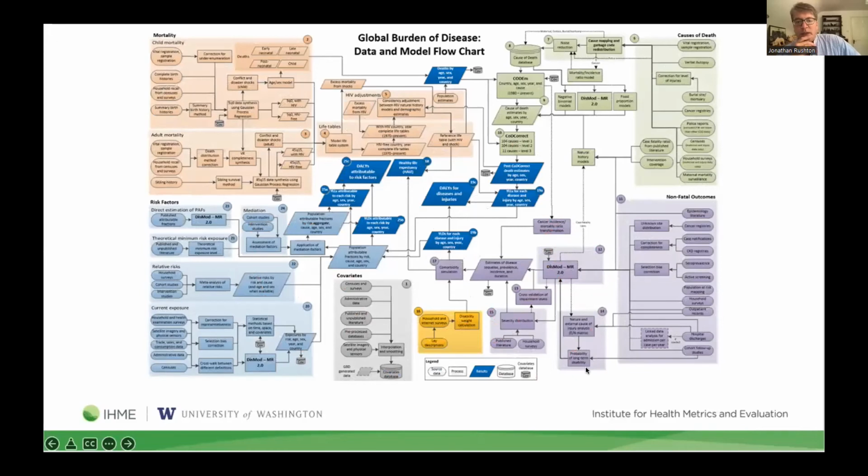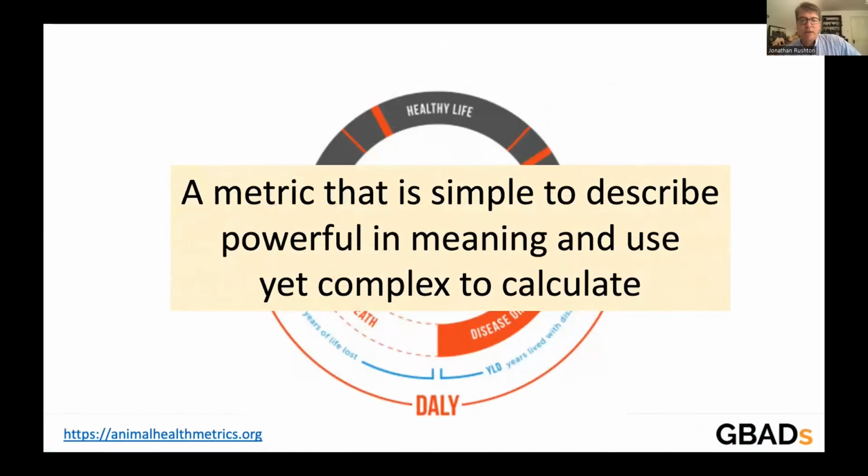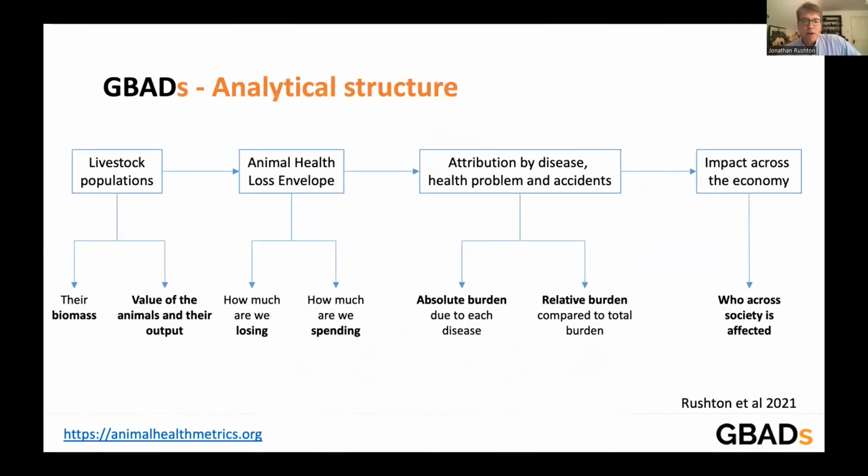This is a picture that's been shared with me by David Piggott at the University of Washington. And you can see that there's a whole range of data flows and analytics that take place to get back to that estimation of the DALY at a global level. But that metric's been very successful over the last 20 or 30 years in providing powerful meaning with regards to the burden of disease in humans, and also in using it as a policy way of rationing resources across human health.